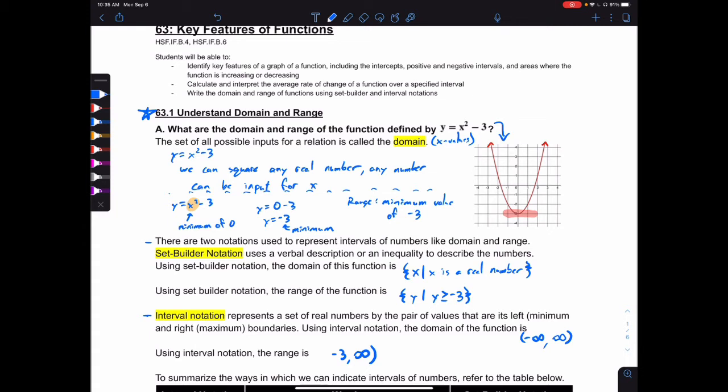And -3, since we can be equal to -3 in this problem, instead of a parenthesis, we're going to use a bracket. So using interval notation, the range would be -3 to infinity, but we'd have that bracket with the -3 because we can be equal to it. And infinity symbols, negative and positive, will always have parentheses.